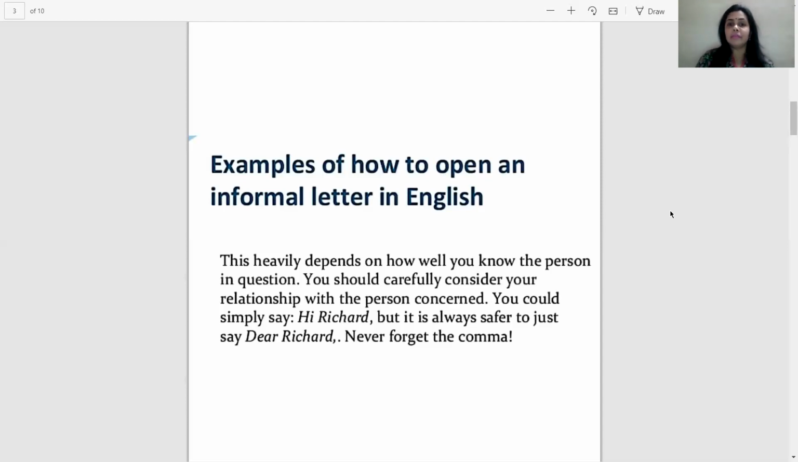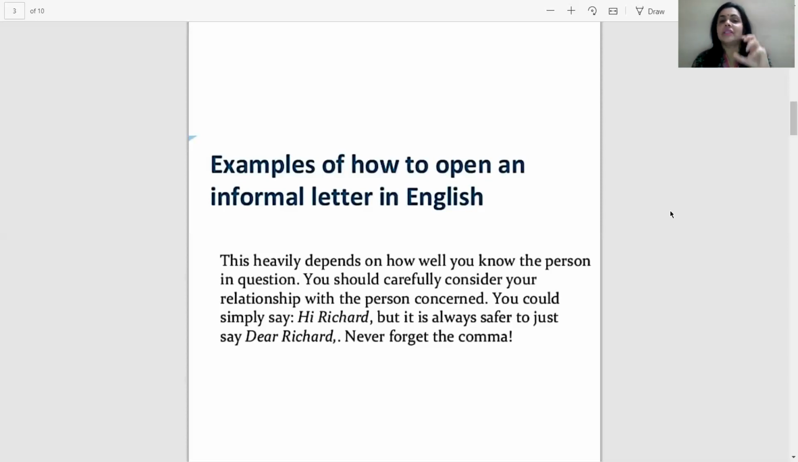In this, you start with the questioning. You should carefully consider your relationship with the person concerned. You could simply say, for example, Hi Richard. If you are writing a letter to your friend Richard, you may start with Hi Richard, or you may start by writing Dear Richard, Dear Soumya, Dear Sakshi. In this manner we begin the letter.